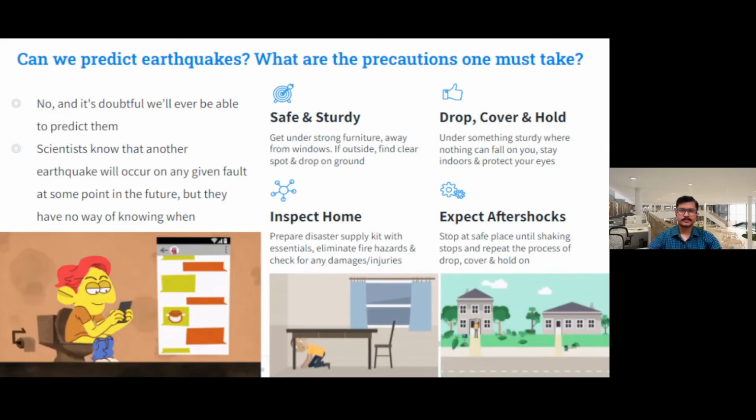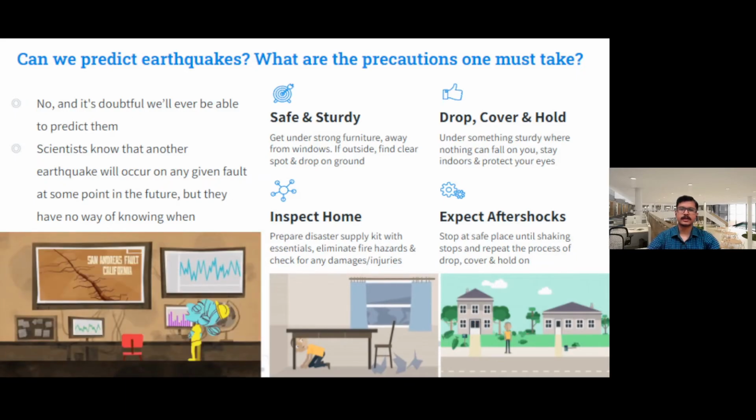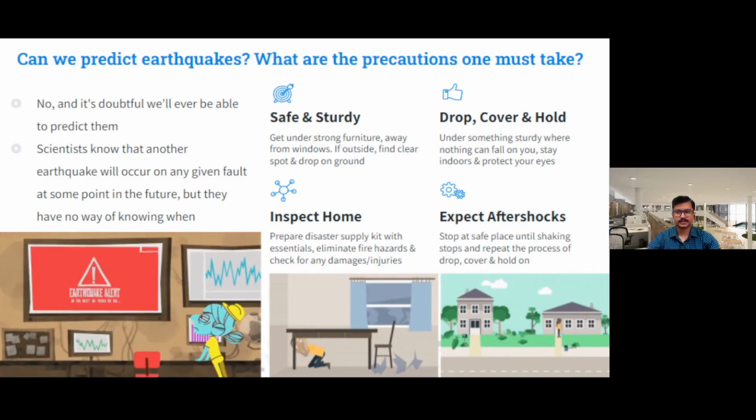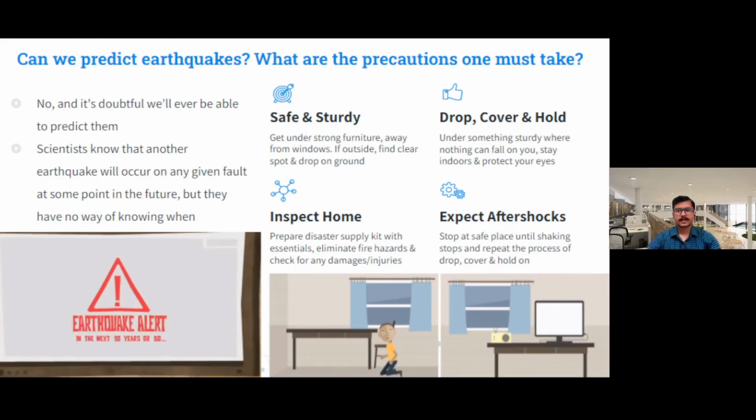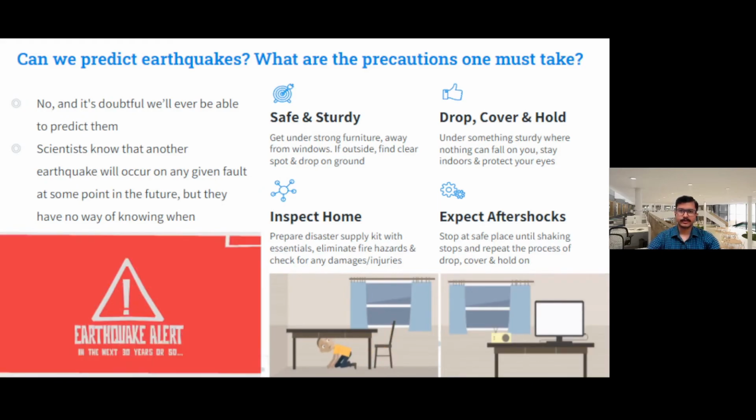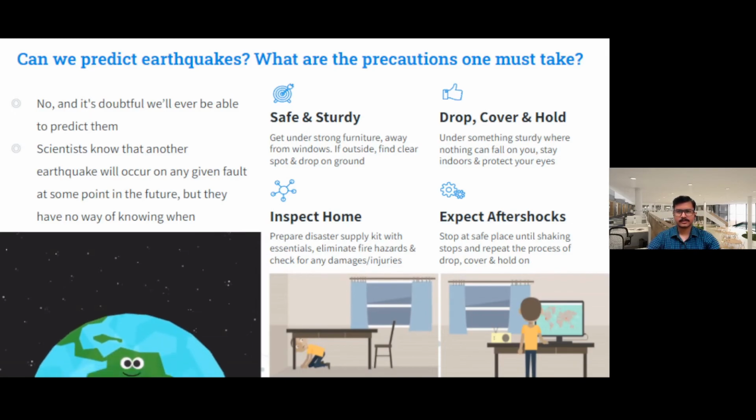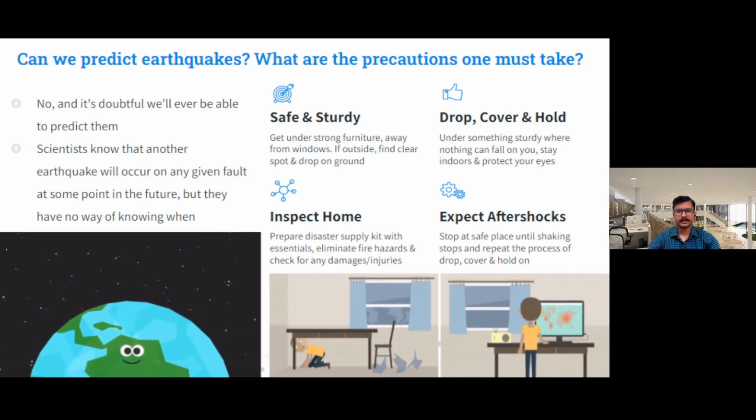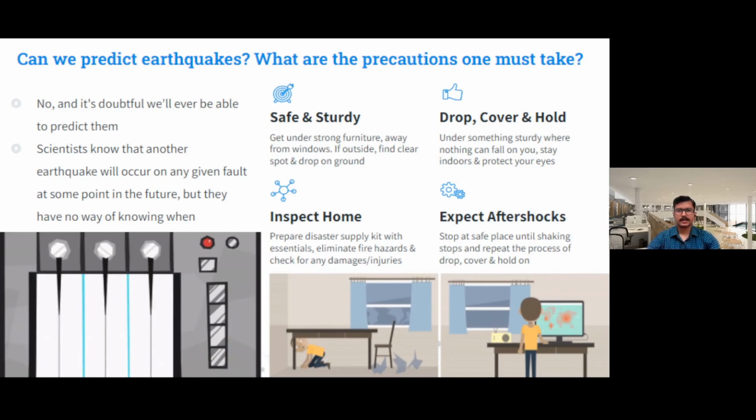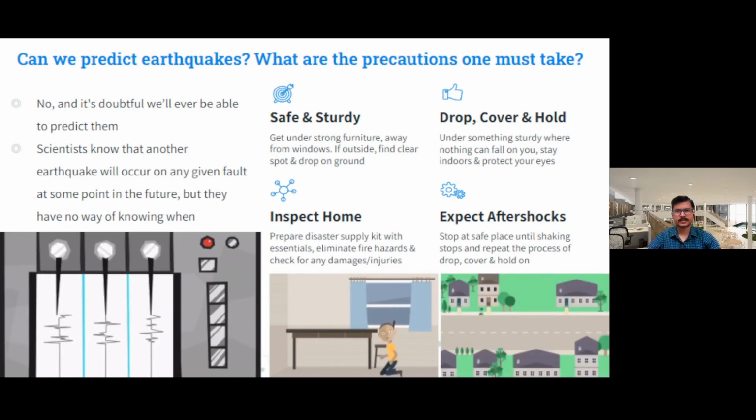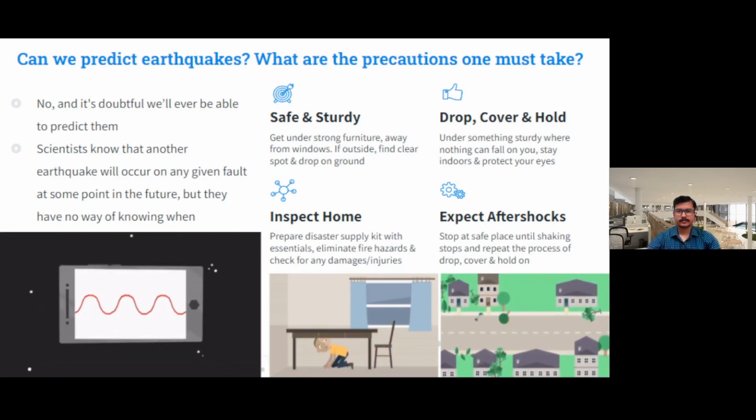Talking about the safety tips one must follow. First is the safe and steady aspect, where one should try to get under a strong piece of furniture or object. Second is the drop, cover, and hold movement during an earthquake. One must inspect their houses for better safety immediately before and after an earthquake. Lastly, one should expect aftershocks, which are vibrations felt even after the primary earthquake has passed, and be prepared accordingly.